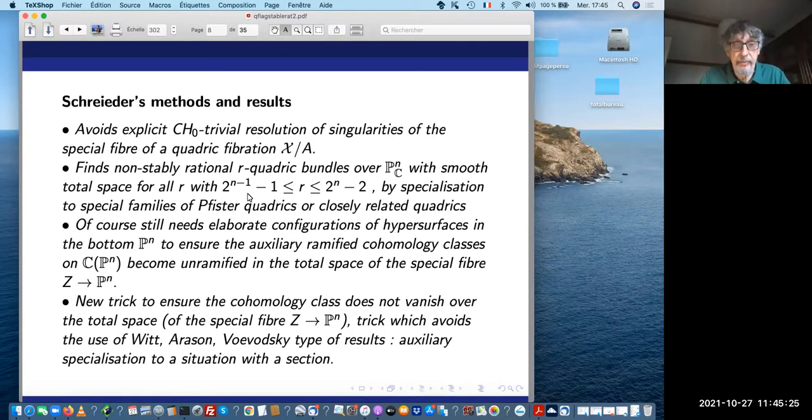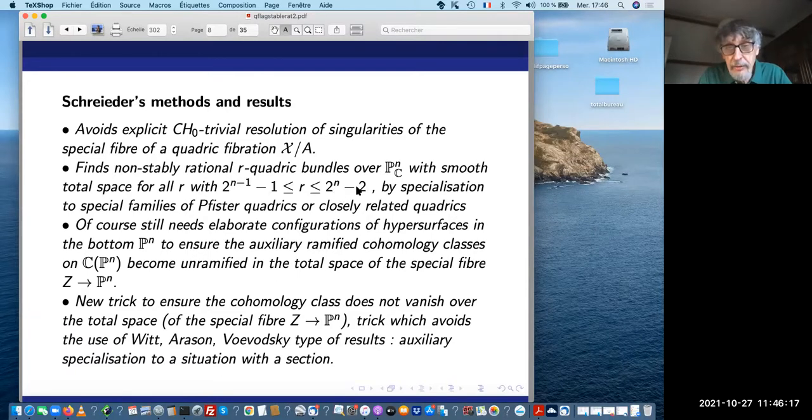Okay, another thing he does is that, this is the first paper, he finds quadric bundles over P^n. So this is a result. This is real. This is not a method, this is a result. Okay. He finds quadric bundles over P^n of relative dimension r, which are not stably rational, with smooth total space, and with r between 2^(n-1) - 1 and 2^n - 2. Okay. And people familiar with Pfister forms will recognize these kind of integers. Okay, so he finds them by the specialization method applied to special families of Pfister quadrics or closely related quadrics.